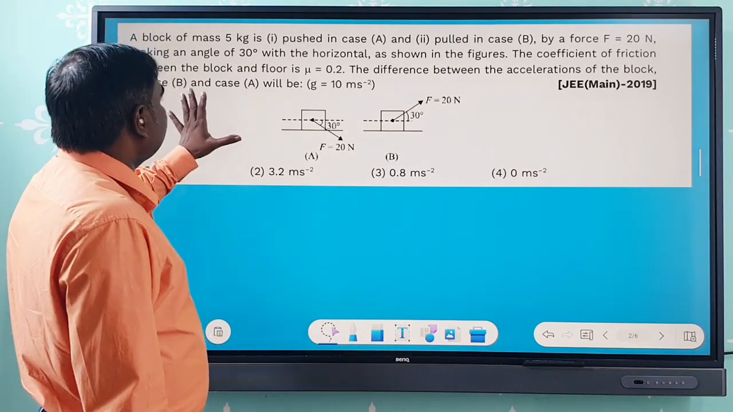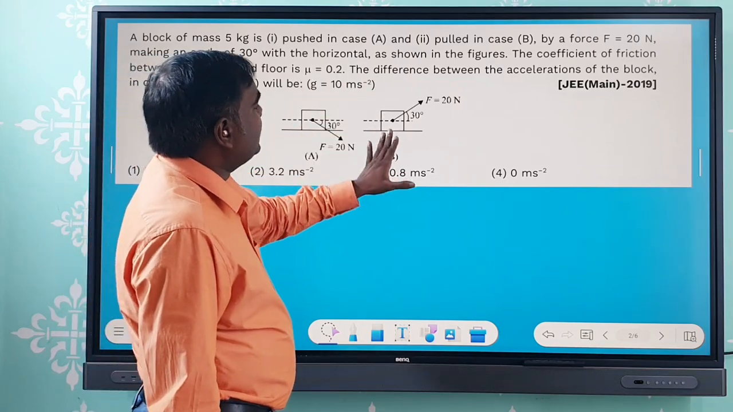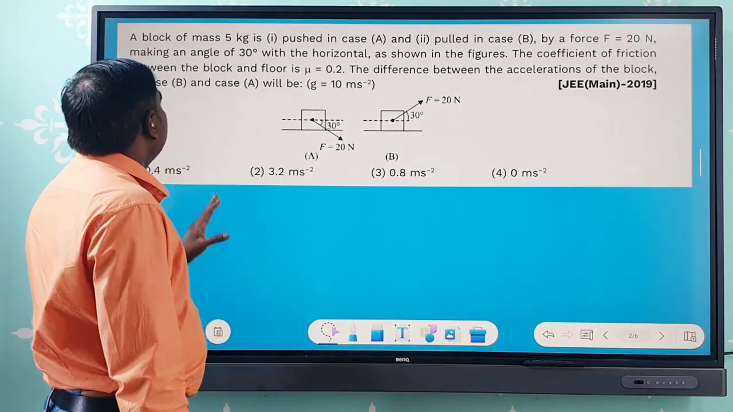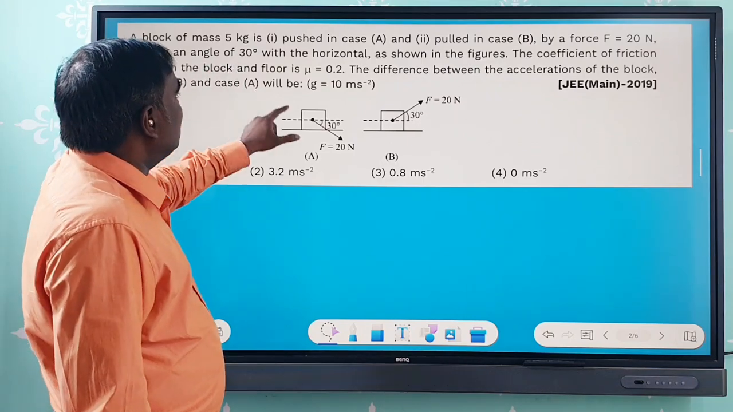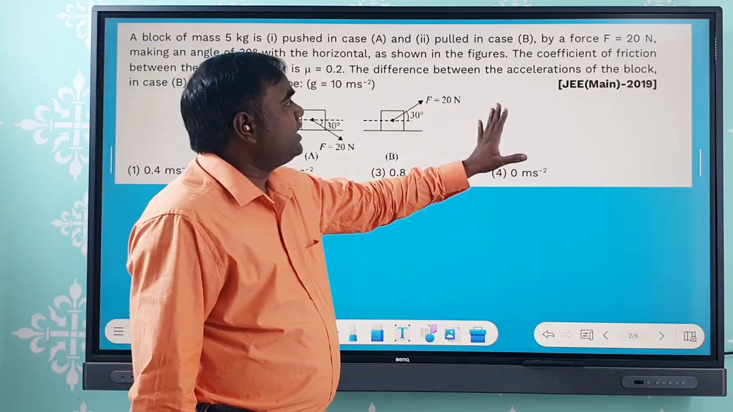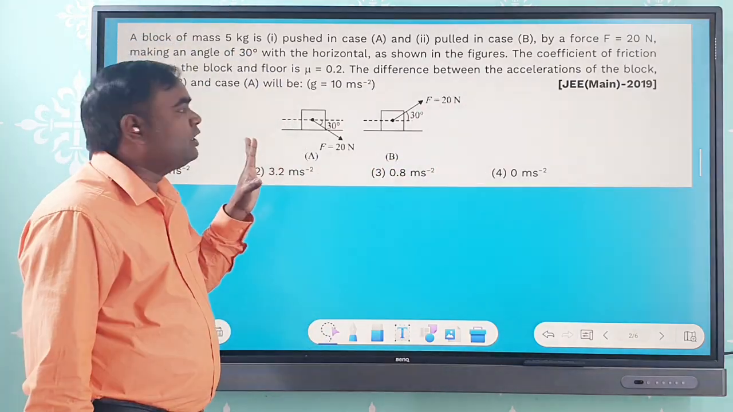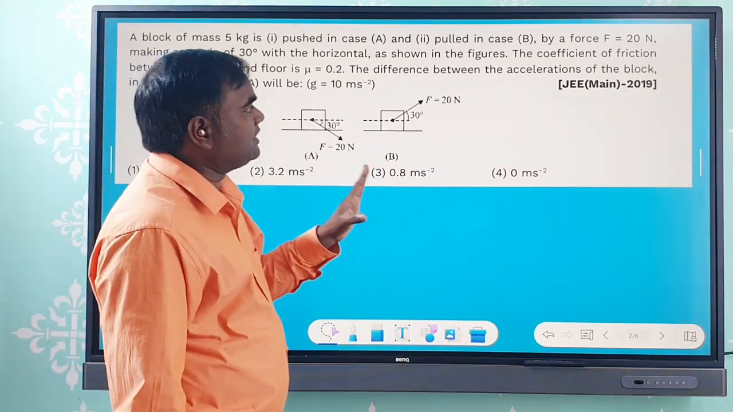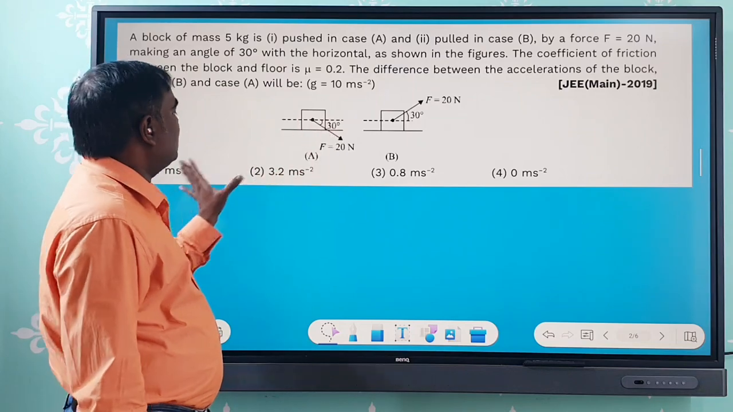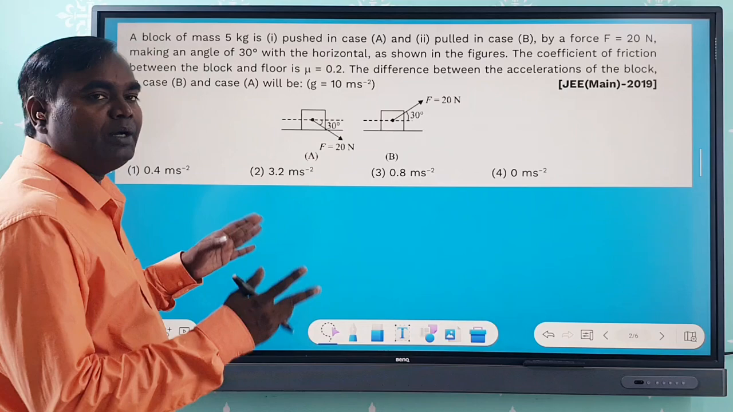A block of mass 5 kg is pushed in case A and pulled in case B by a force F equal to 20 Newton, making an angle of 30 degrees with the horizontal in both cases, as shown in the figures. The coefficient of friction between the block and the floor is mu equal to 0.2. The difference between the accelerations of the block in case B and case A will be among the 4 options. So you have to choose the option.